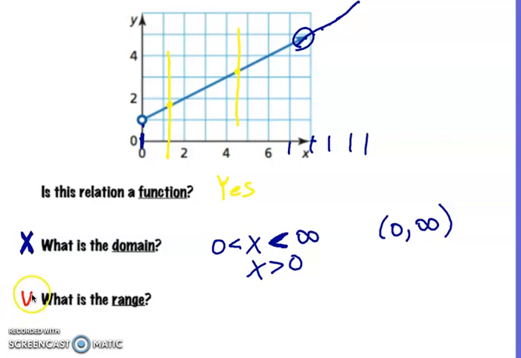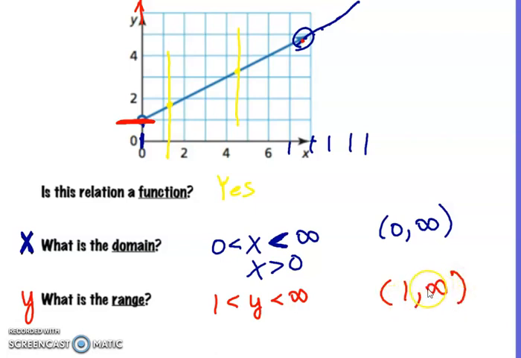The range is all the y values. So you're going to look at the lowest that it goes is 1, and notice it's an open circle, and so we could just start here, and notice it keeps going because the arrow, it keeps getting higher and higher and higher on the y line as well. So we could write like this all the way to infinity. Another way to do this using parentheses would be 1 all the way to infinity.